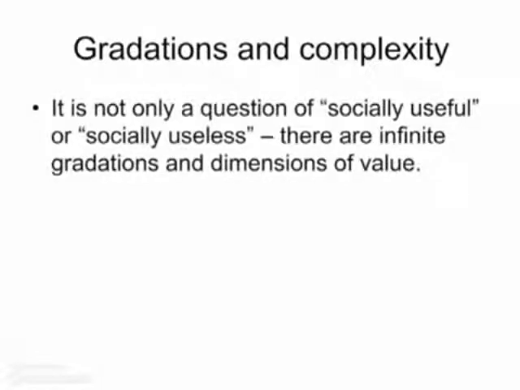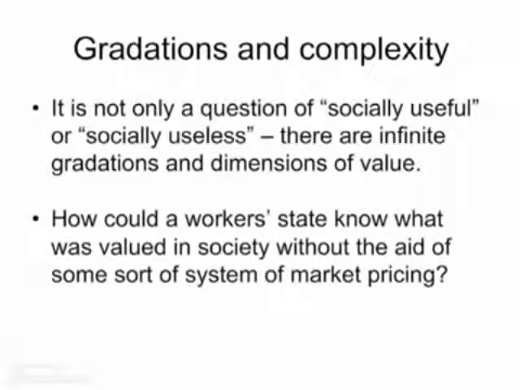It's not simply a matter of socially useful or socially useless. There's a whole infinite gradation between very useful, very desired products that people are willing to pay a lot of money for, all of the labor time put into them, down to that cheap beer that you're only willing to pay a very small amount for. There's so much complexity in between that the willingness to pay at all different price levels is able to reflect, and that a planned economy would struggle with. How could the planners know how much people valued all these different products without the aid of some kind of market pricing?